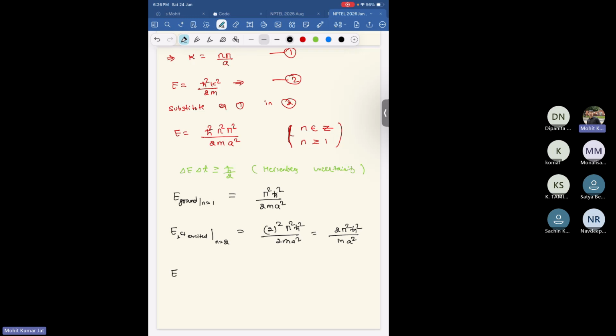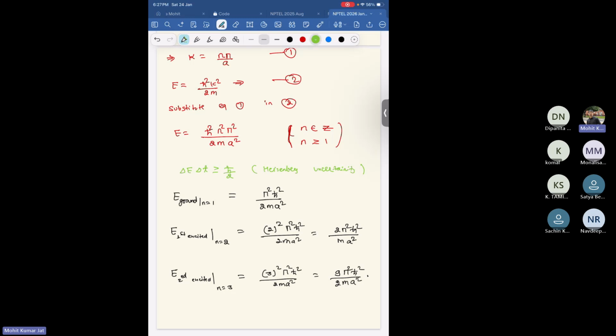Similarly, you can ask the second excited also. For the second excited state, your n will be 3, and that will give you 3 square pi square h bar square by 2ma square. That gives you 9 pi square h bar square by 2ma square. This is how you calculate the first, second, third, and subsequently the higher energy levels.